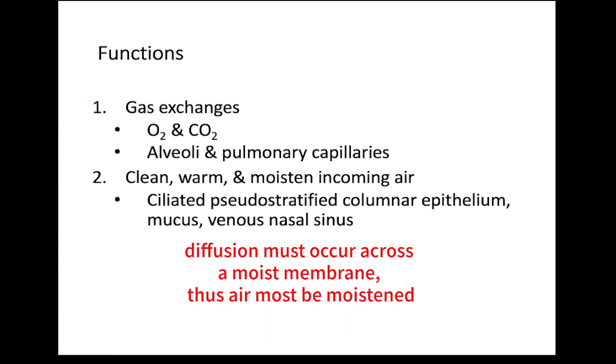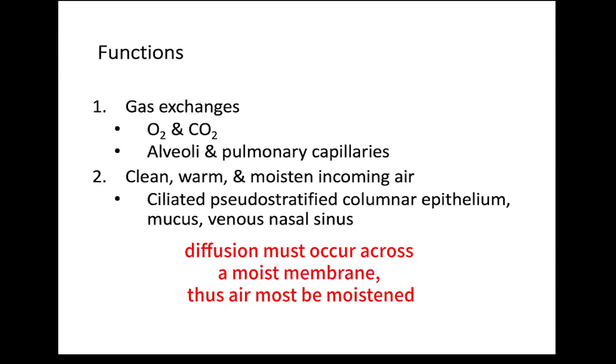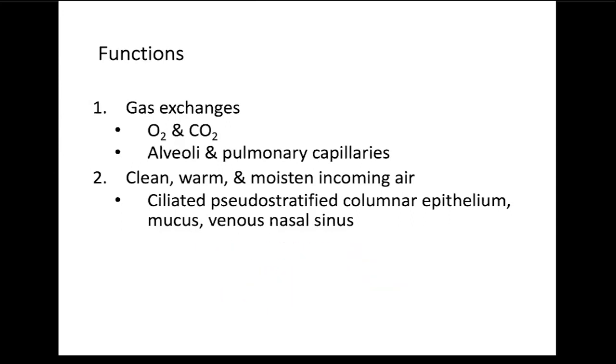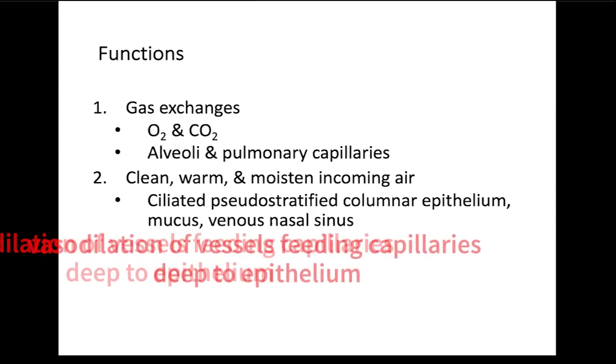Ciliated pseudostratified columnar epithelium and goblet cells, which produce mucus, are going to be involved in cleaning and moistening the incoming air. The mucus helps trap any particles in the air that you breathe, as well as moisten the air. The cilia helps move that mucus toward your throat so that you can swallow it. It will then move into the stomach and be digested.